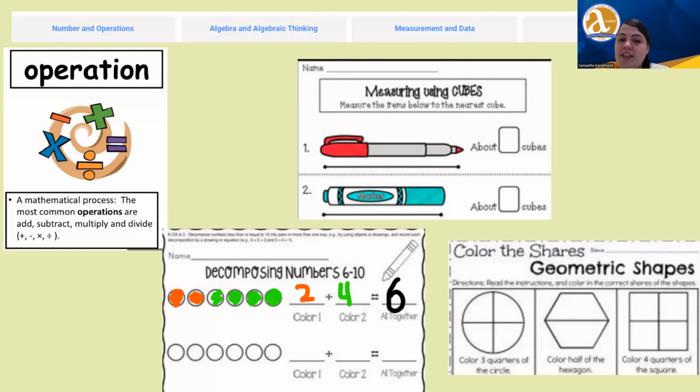Algebra and algebraic thinking are being able to decompose and compose numbers and being able to find out when one of our numbers is missing. Measurement and data, being able to measure things in different ways: weight, height, width, length. And of course, geometry, being able to recognize shapes and being able to manipulate shapes.